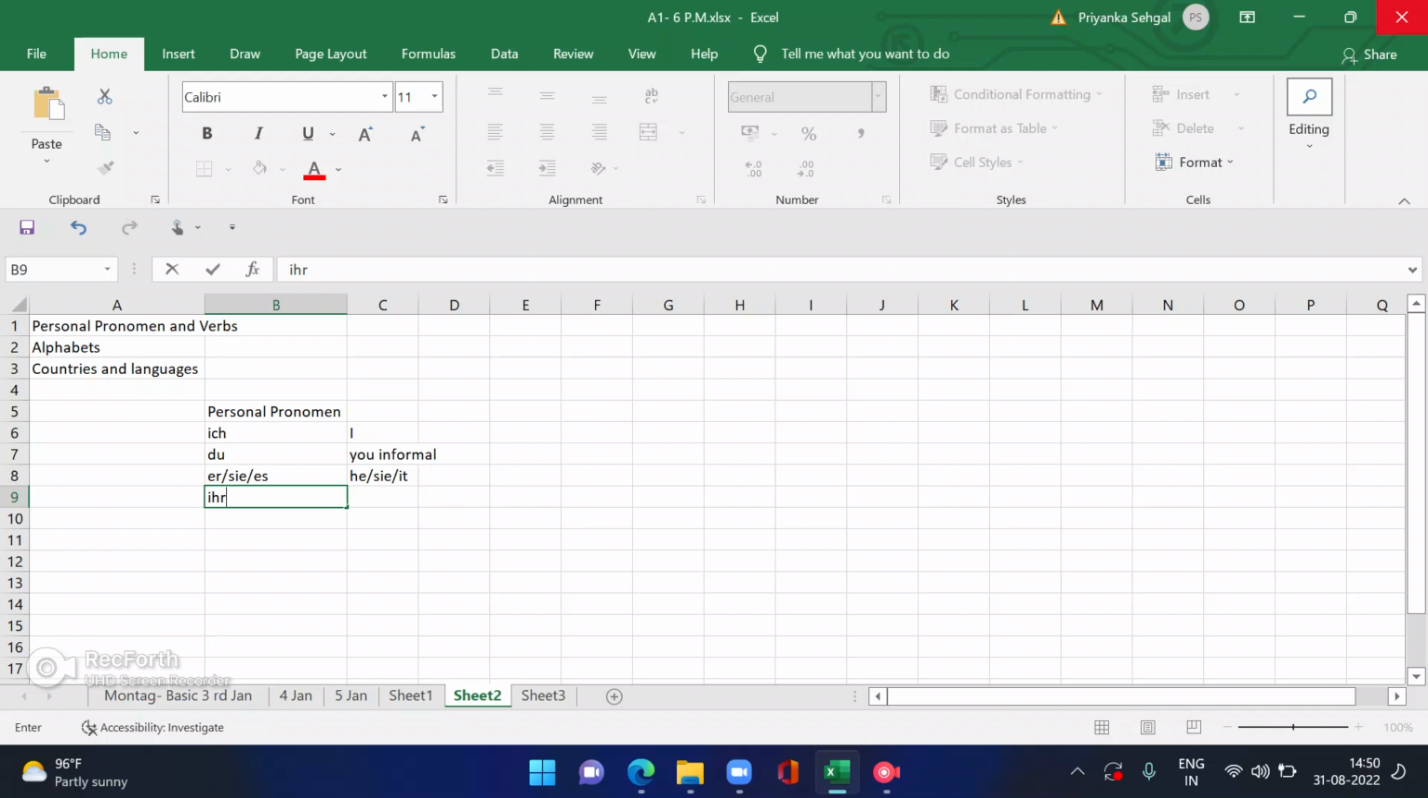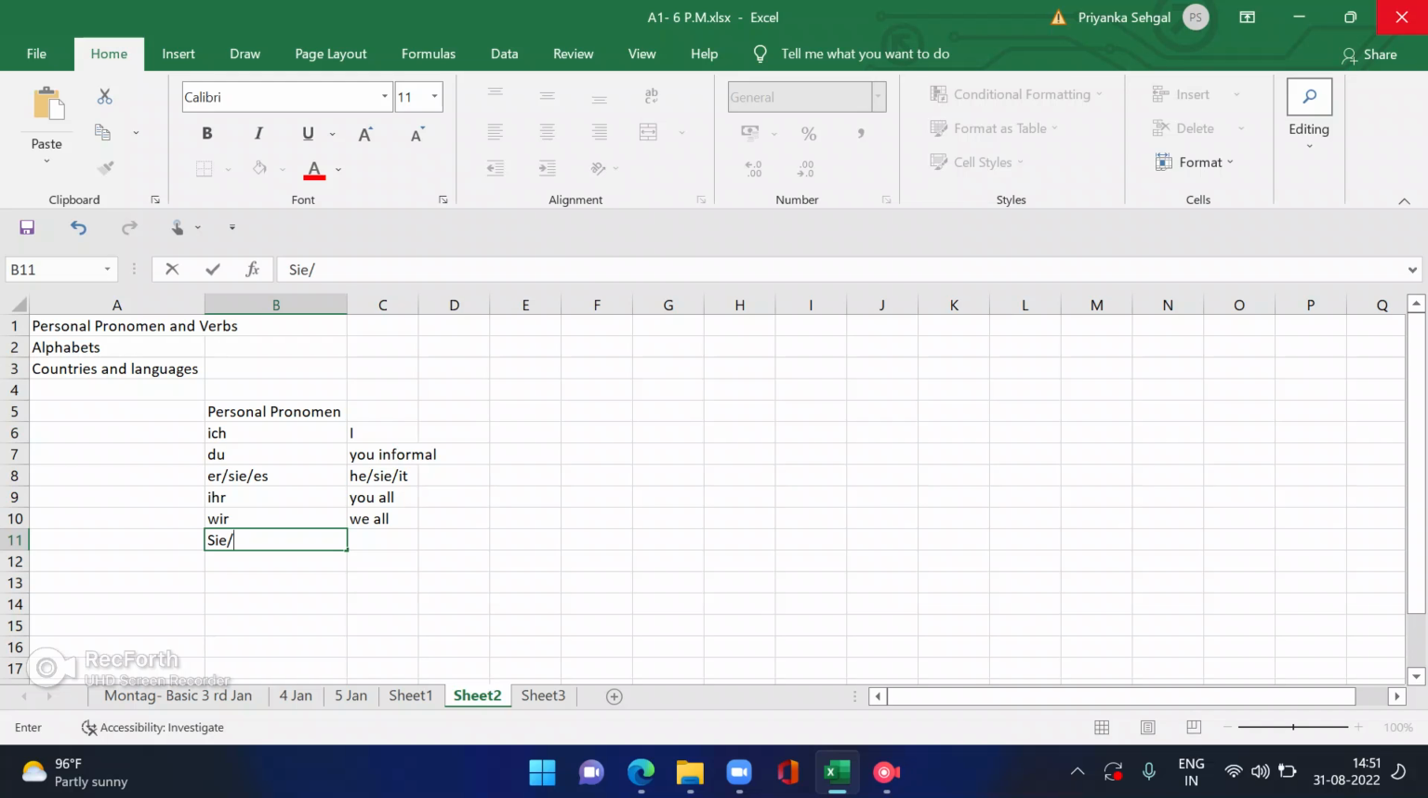Then comes ihr. That is you all. When I am talking to you all, what you all did, how are you, like what you all did in the class, you all. So I am talking directly to someone. I'm talking to my class. So when I'm talking to a group of people, that is ihr. Then wir. That is we all. We all are learning German. Wir lernen Deutsch. We all are learning German.